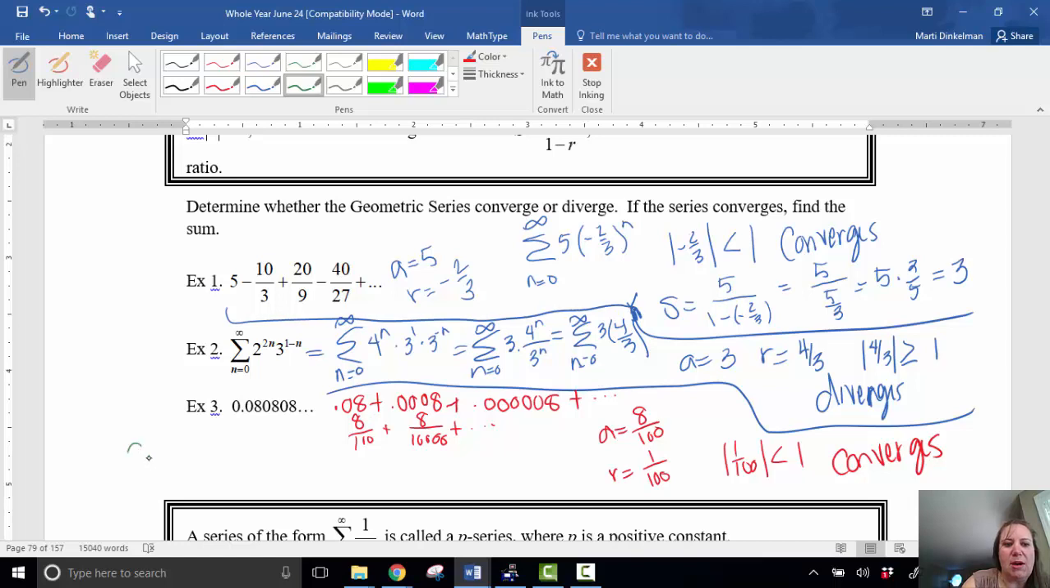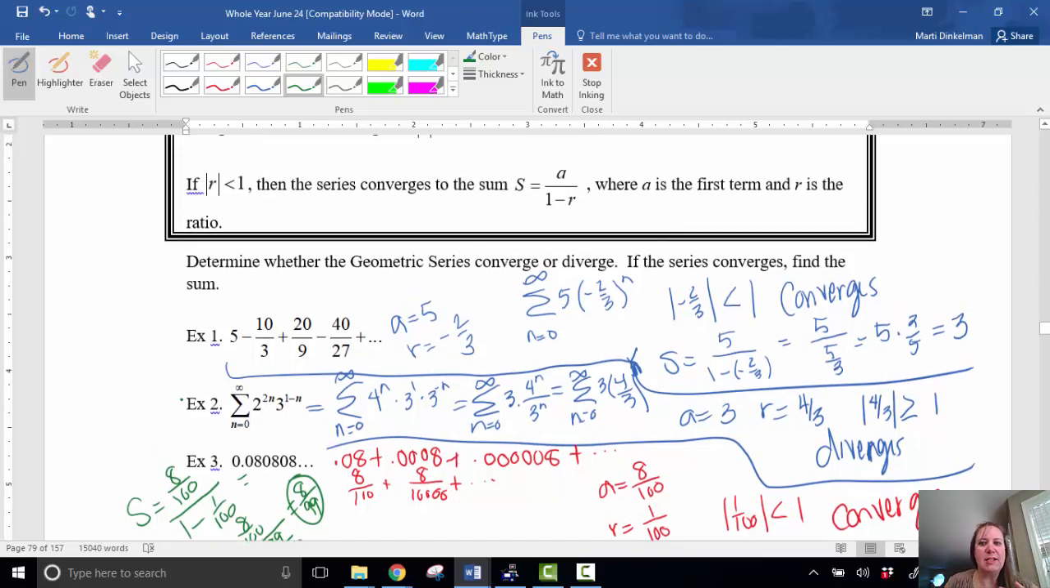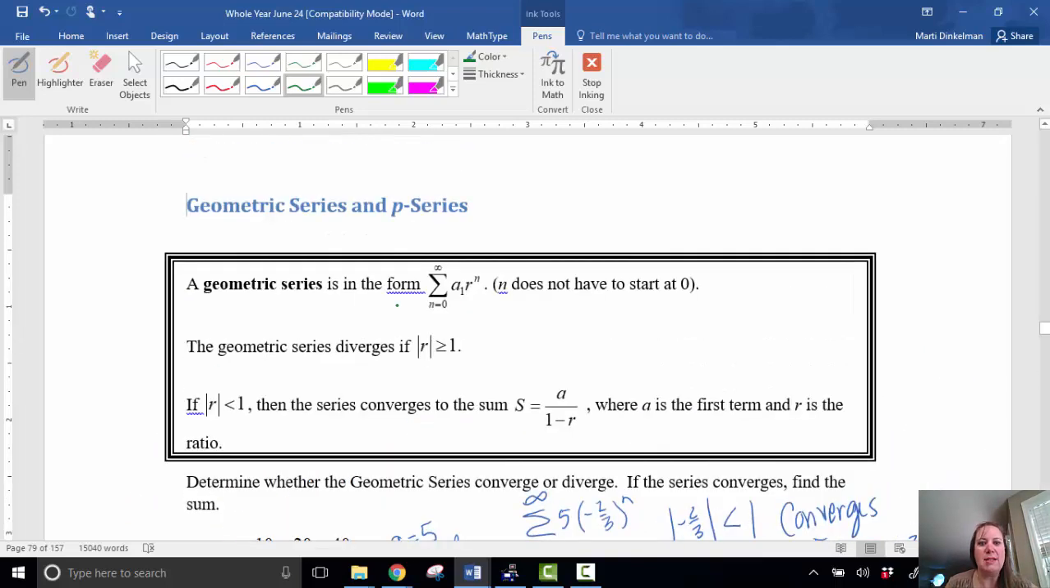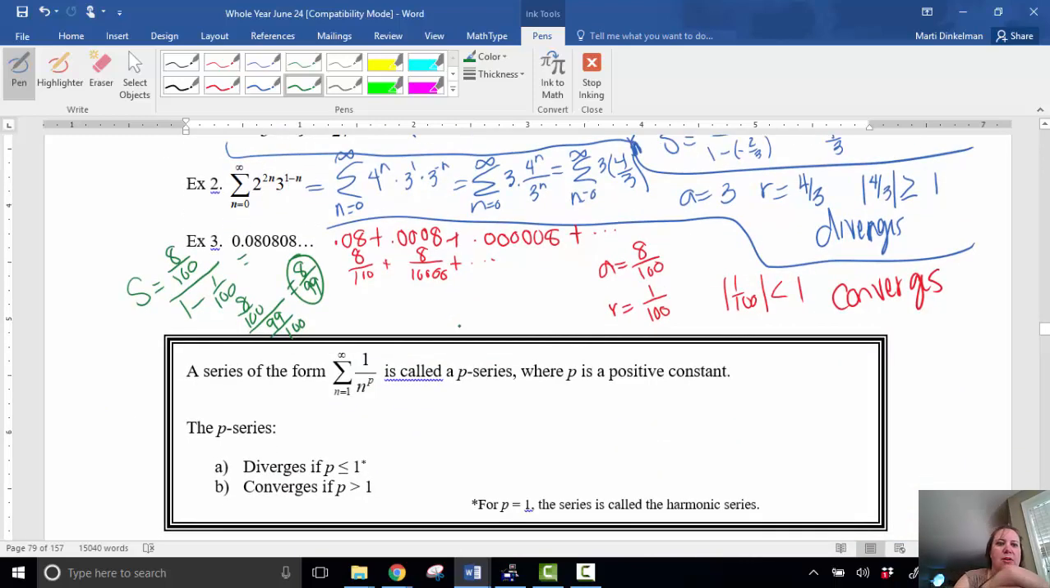So I'm going to put the sum off to the side over here. So it's going to be a over 1 minus r, and some of you kind of already know this trick already. So that's going to be 8/100 over 99/100, which is really going to turn into 8/99. Okay. So geometric series, again, just to recap, has that specific form. The n's are only in the exponent, and I suppose on that example 3, I could have rewritten it in sigma notation just so you could see it.